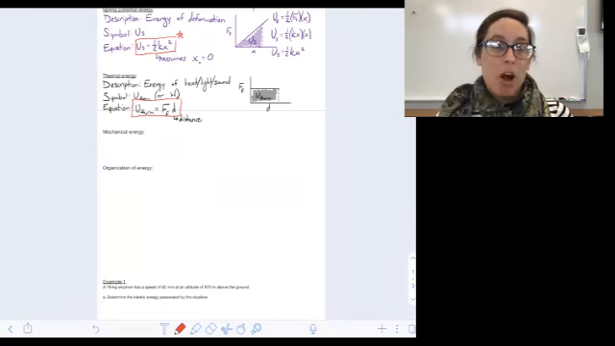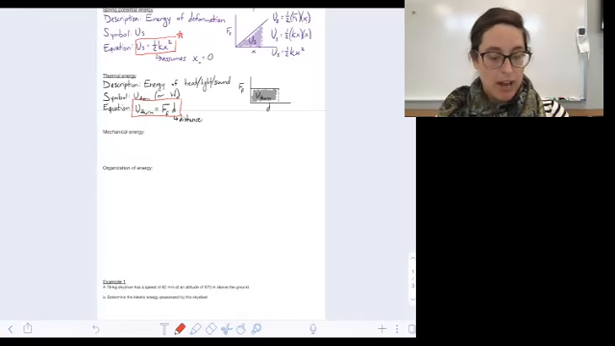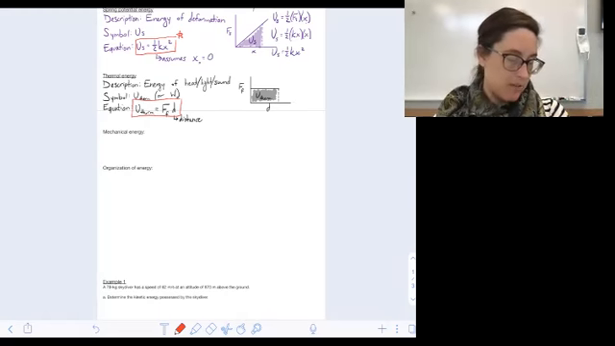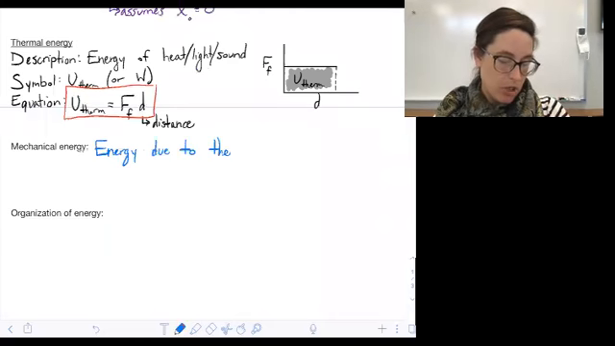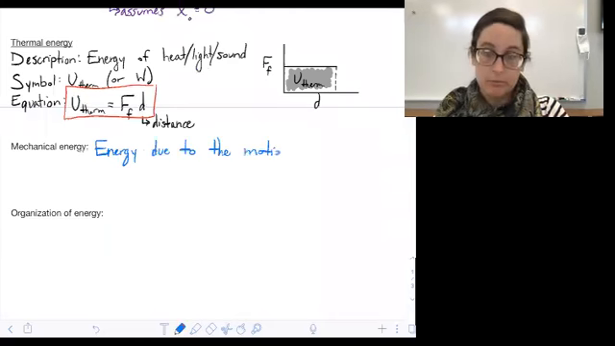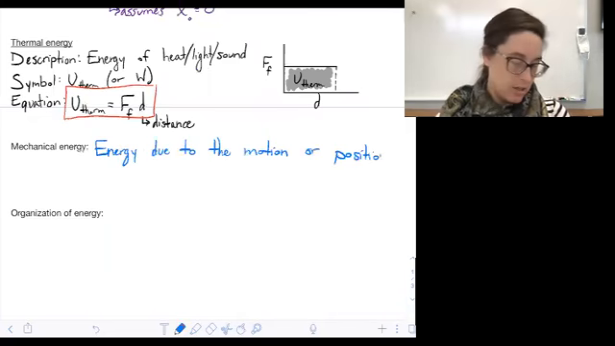Now, there is a broad category for some of these, and that broad category is mechanical energy. Okay, so mechanical energy is defined as energy due to the motion or position of an object.